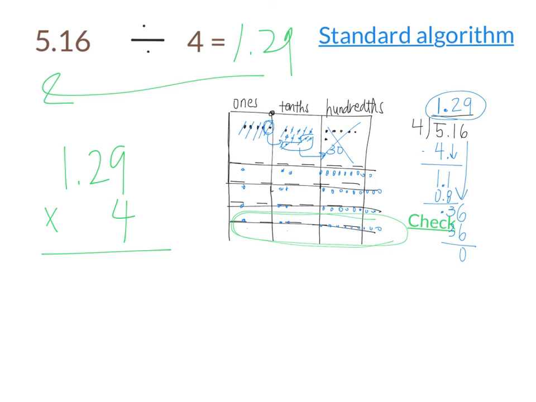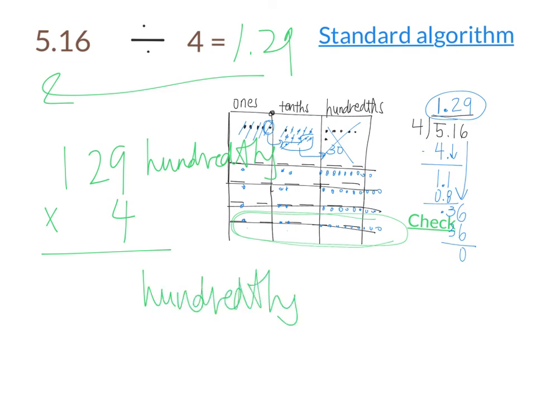Okay. So let's think to ourselves. 1.29 is the same as 129 what? Hundredths. Okay. And my answer then will be in what units? Hundredths. Okay, let's multiply.